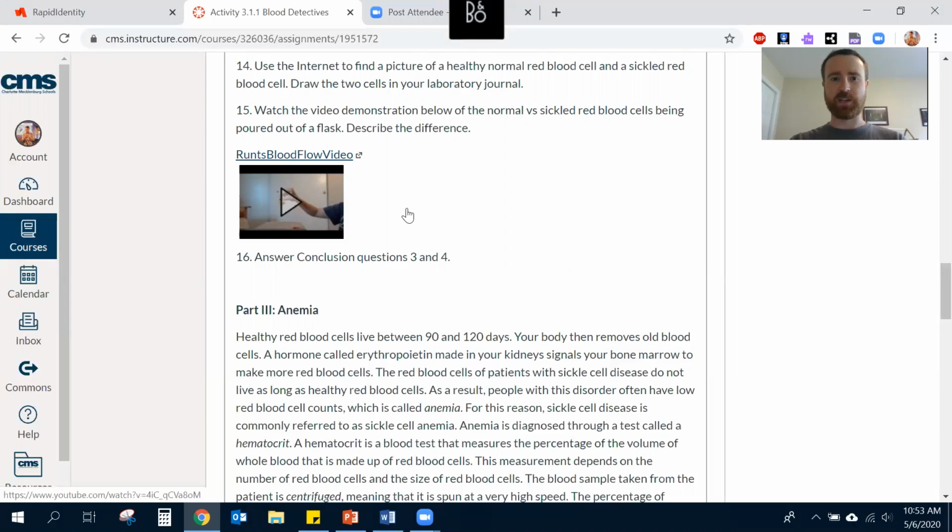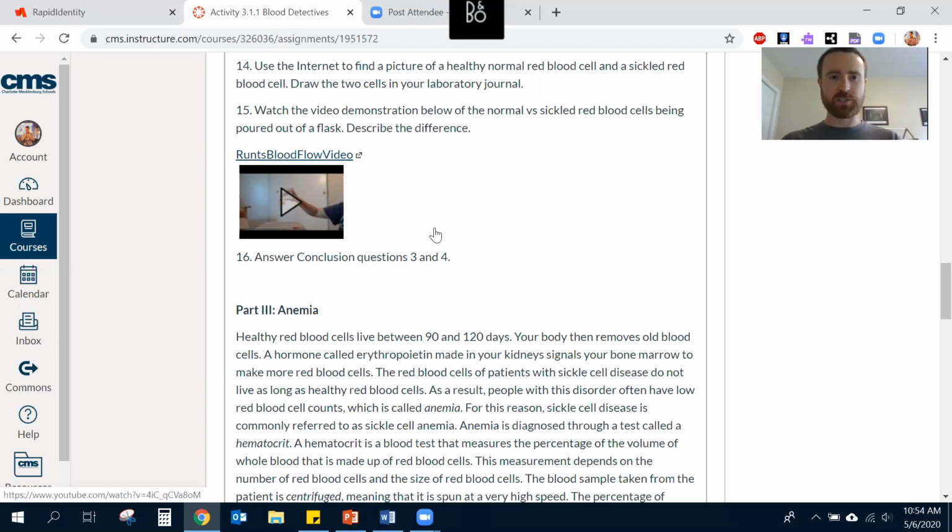Those are the blood vessels that actually allow nutrients and oxygen to get out into your tissues. They're so small that red blood cells kind of have to go through them single file. So you can see how the red blood cells flow when they're normally shaped with the red runts. And then she has the yellow banana runts that are going to demonstrate the sickled red blood cells. And you can see what happens when she tries to pour each of those things out of the flask. So go ahead and pause the screencast video and watch this video. And then answer conclusion questions 3 and 4, which are at the bottom of the Canvas page.